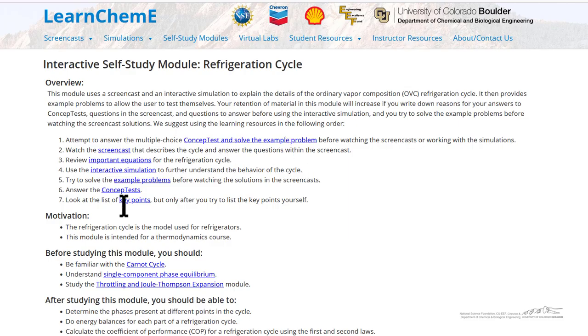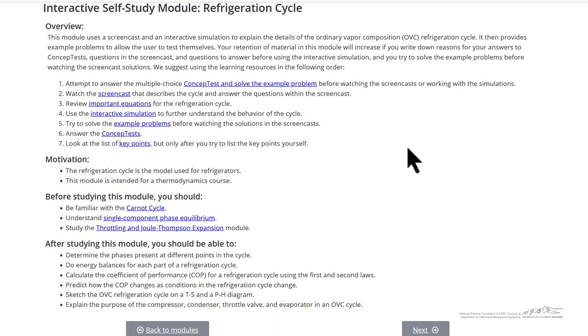The first page has an overview and then tells why we're interested in this, and suggests that for using this module, you should look at the following modules so you're prepared. And then it tells what we expect you should be able to do after completing the module.